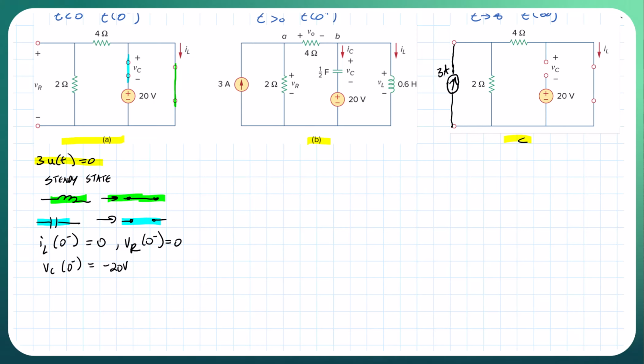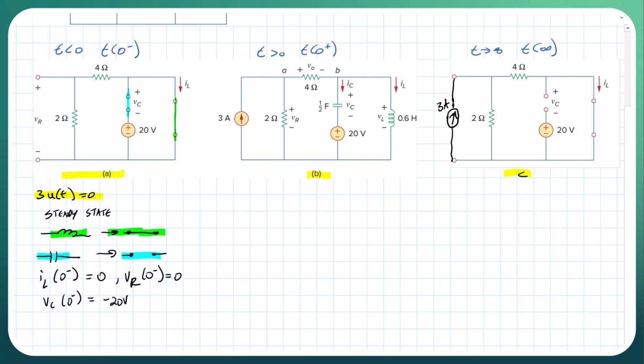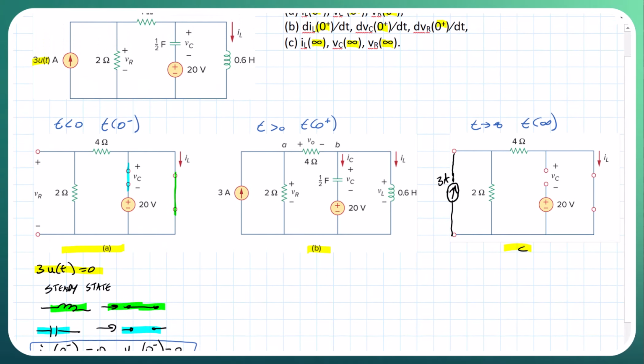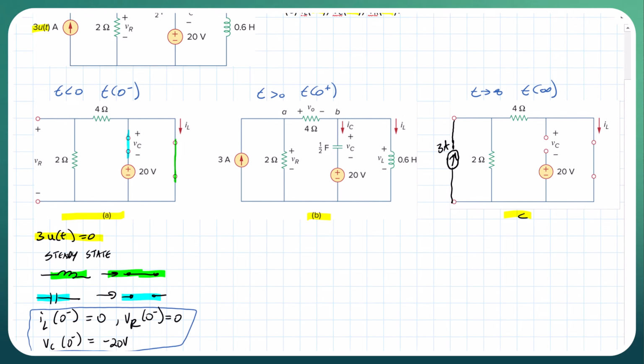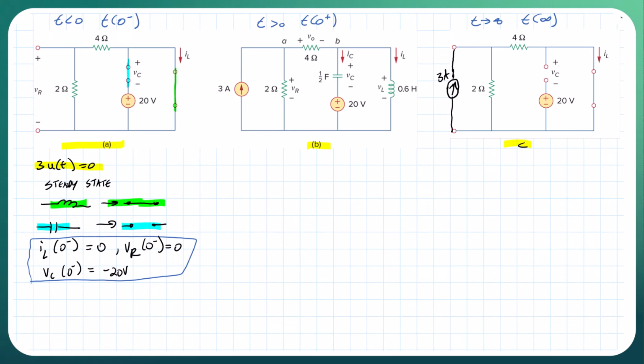Now let's look at the second stage. We've solved for these, so let's look at the second stage, which is t greater than 0 or t0 plus. In this case, our 3u of t is just going to be 3, so 3u of t is just going to be 3 amps.